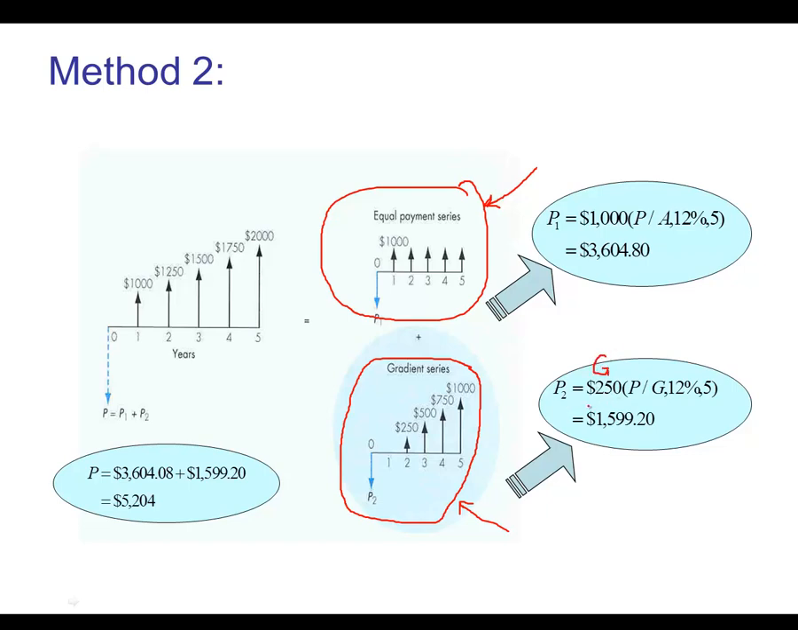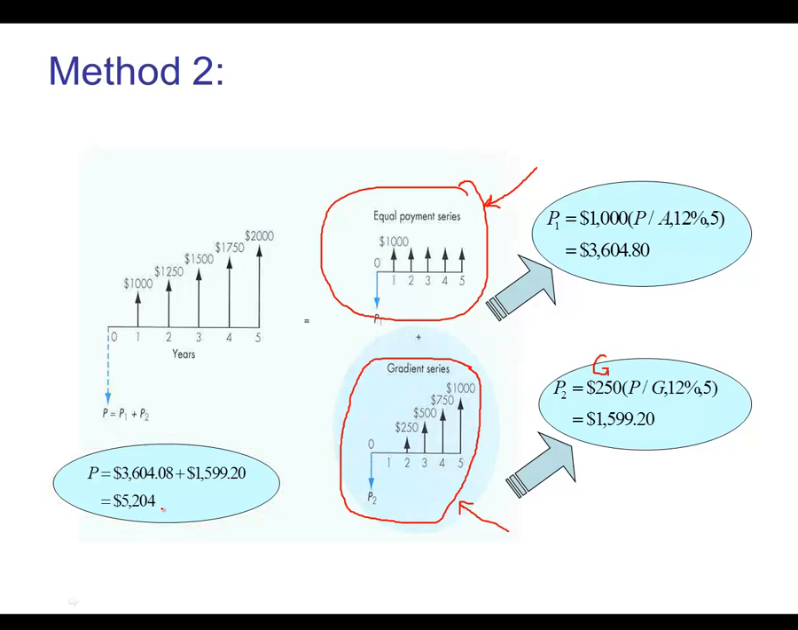Now for the gradient, this is G, so we use the formula for the gradient, which is the 250 multiplied by the factor P given G with 12% interest, and 5 is the number of periods for this series, and that will be $1,599.20. Adding the two will give us the total present worth, which is $5,204.28, which is almost the same as the other one. A few cents difference will not make that much of a difference.